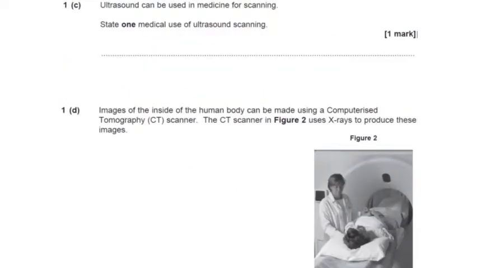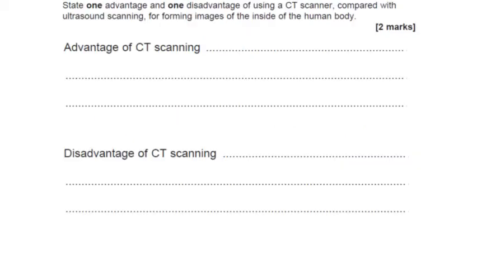There are several uses of ultrasound scanning that we've learned about, but the obvious one is prenatal scanning. We could also state the imaging of, for example, the stomach or the bladder, or for Doppler scanning blood flow. The question then goes on to discuss CT scanning.